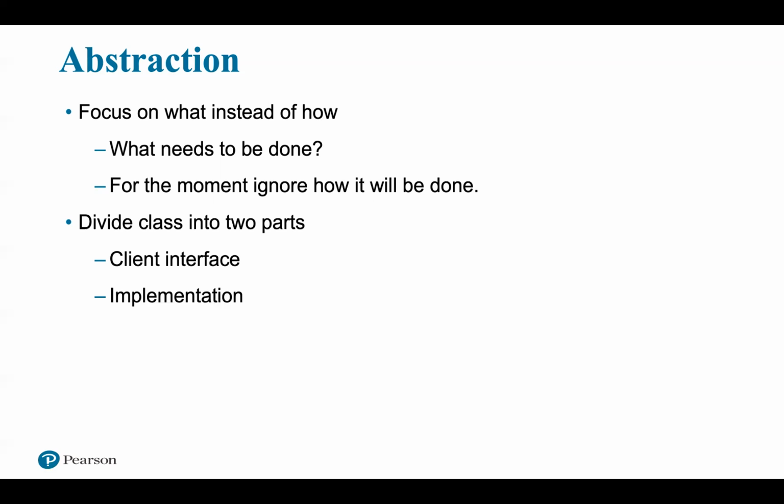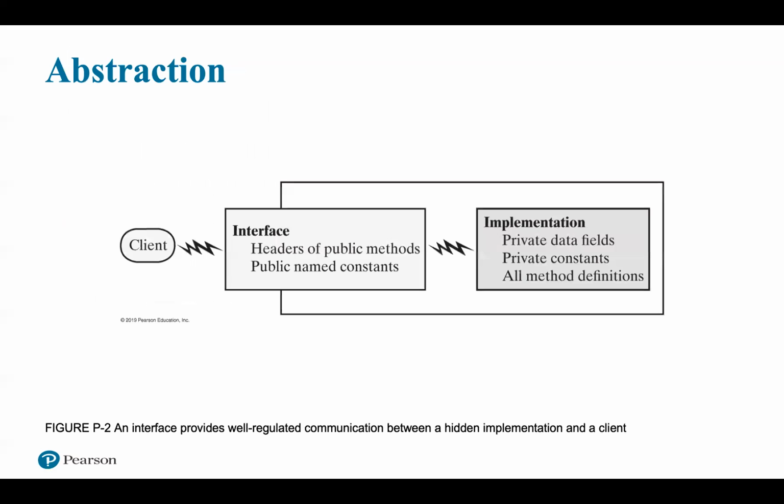The implementation consists of all the data fields and the definitions of all methods, including those that are public, private, and protected. Although you need the implementation to run a client, you should not need to know anything about the implementation to write the client. So you can see that we're having a level of abstraction, and that's useful for a number of reasons.